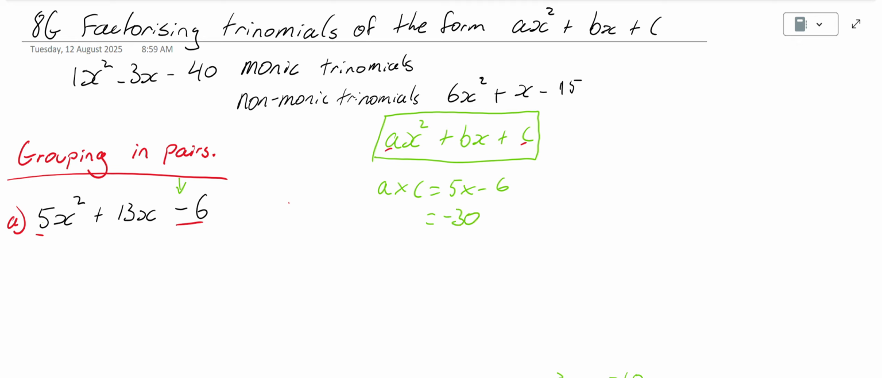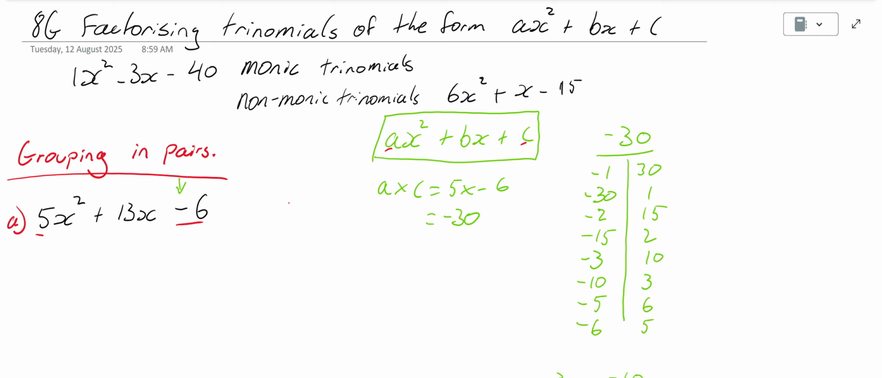The reason it's important to realize that our c is negative is because when we list out our factors of negative 30, we'll need to list negative numbers as well. So we've got negative 1 and 30, negative 30 and 1, negative 2 and 15, negative 15 and 2. Now we've got double the amount of factors than if we just had positive 30, because we also need to write negative 3 and 10, negative 10 and 3, negative 5 and 6, negative 6 and 5. So they're all our factors of negative 30.